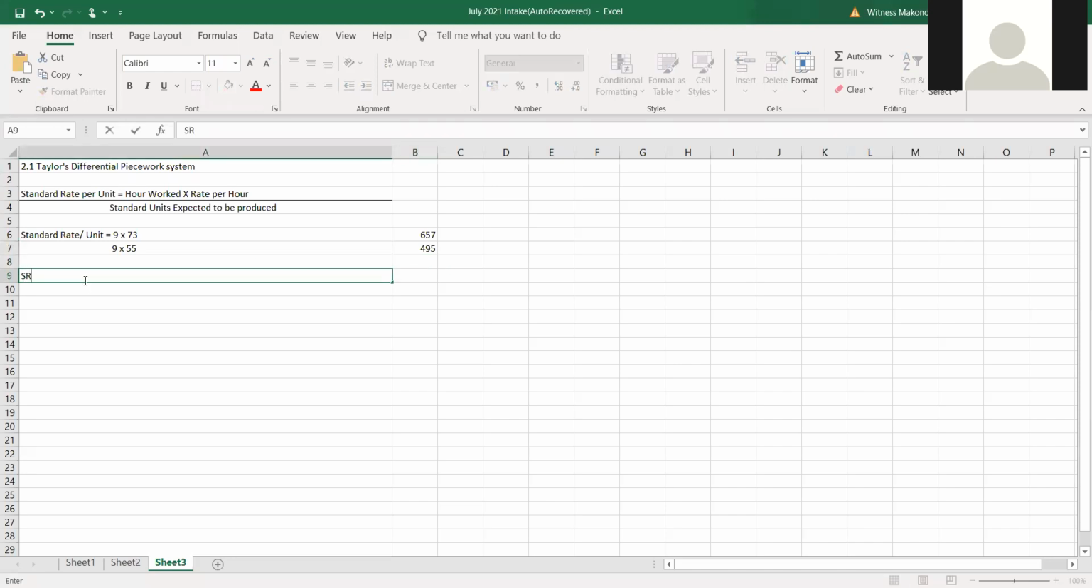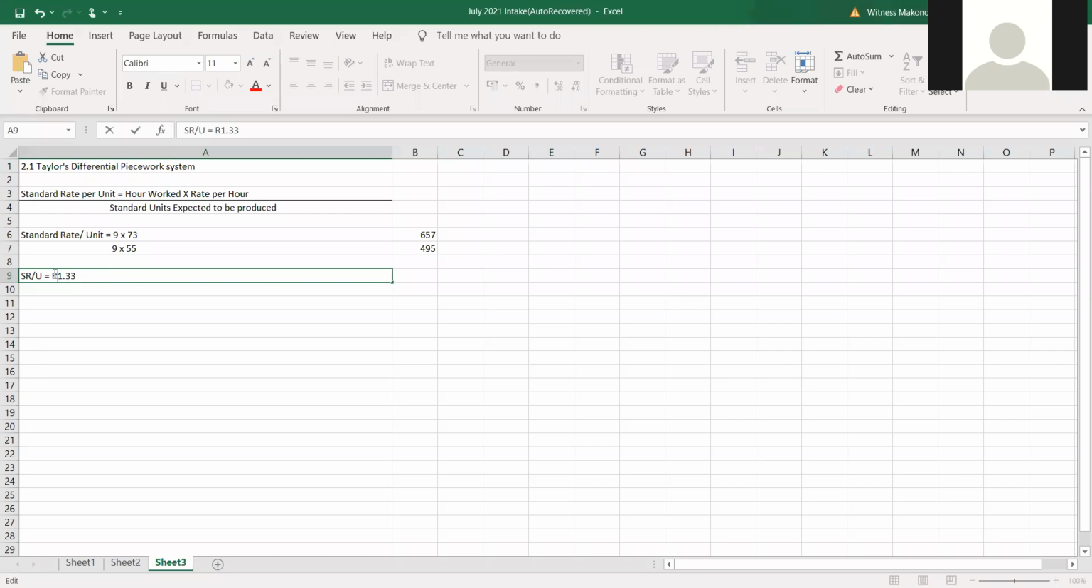Let's divide that. What do you get for the standard rate per unit? 1 rand 33. Yes, 1.33. That is the standard rate per unit. So this is the most important figure that you need to calculate, which is called the standard rate per unit.